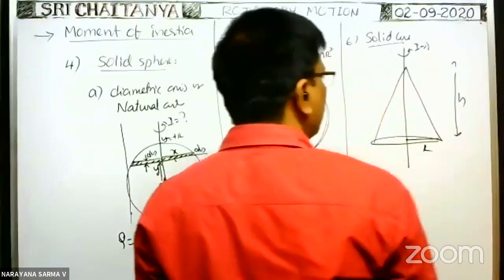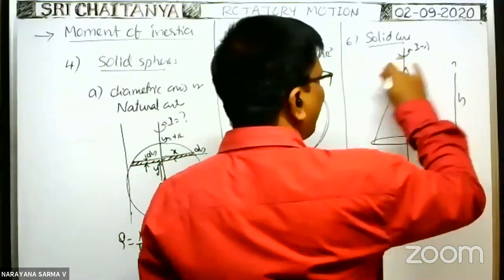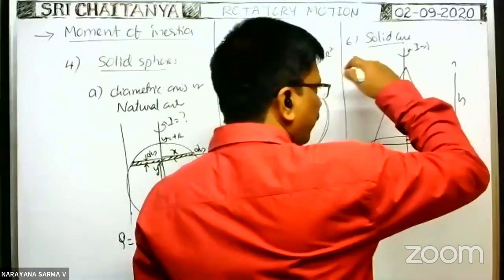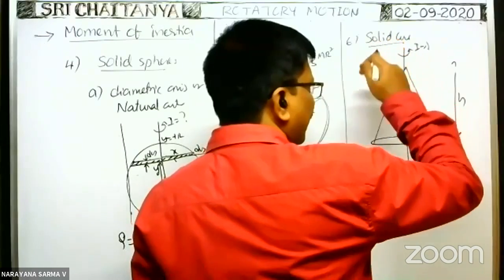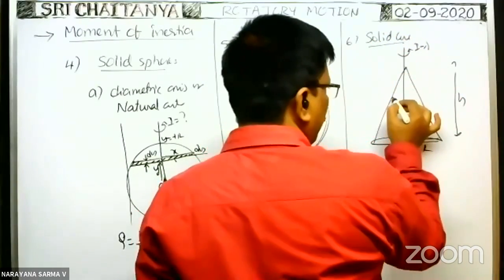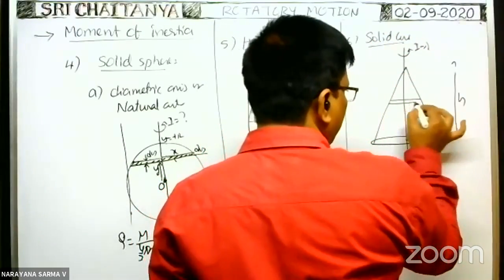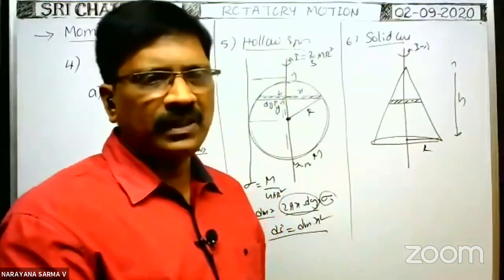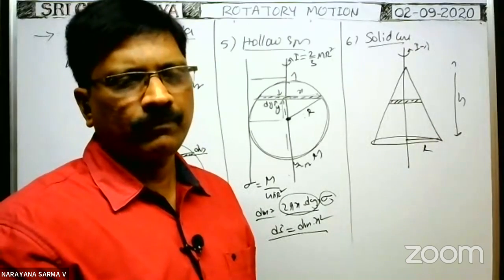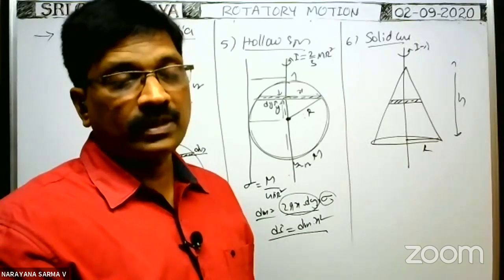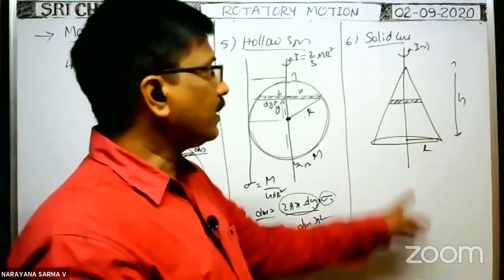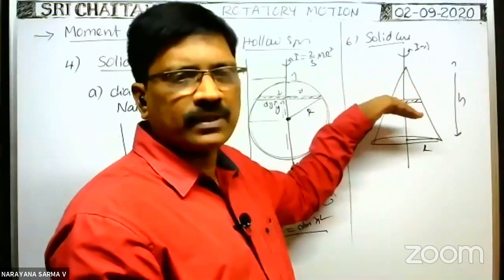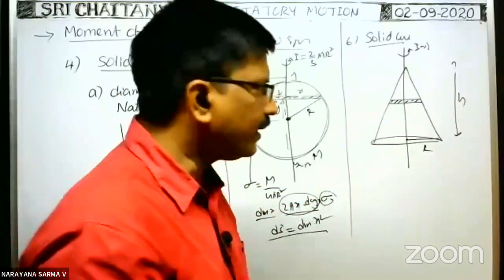Here also you imagine this solid cone as a combination of a number of slices. Suppose you divide this solid cone into a number of slices perpendicular to the axis. Then what is the shape of each slice? It is a solid cone. Material is there inside the cone also. When you divide into a number of slices, it is the disc. Yeah, it is the disc.